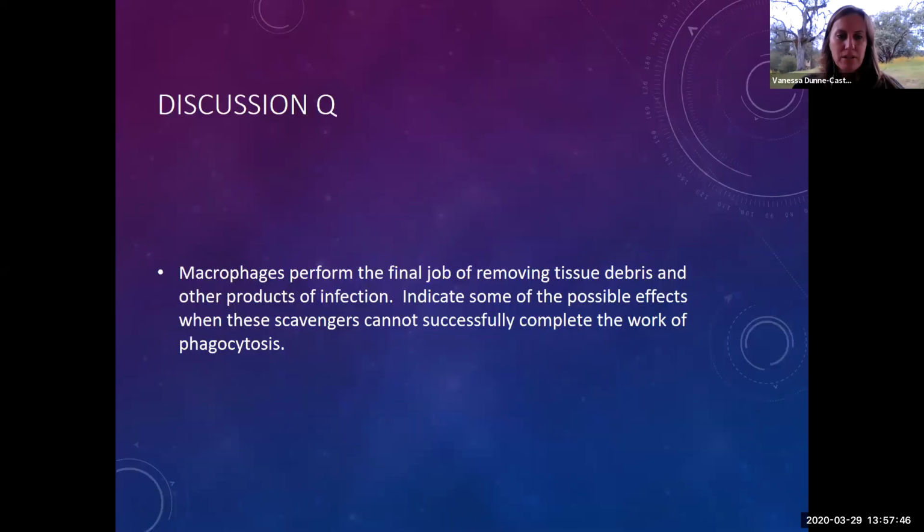Okay, this question here: macrophages perform the final job of removing tissue debris and other products of infection. Indicate some of the possible effects when these scavengers cannot successfully complete the work of phagocytosis. I'll let you think upon that, and hopefully we'll be able to talk about that in our lecture discussion time.